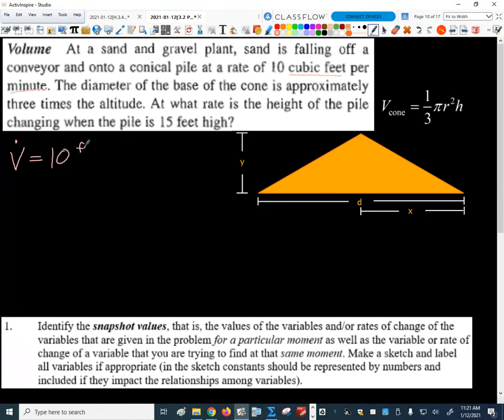And I'll add the units here. We don't need the units, right? But I'll add them just so we can make a correlation to the description. Cubic feet per minute. So there's one thing we're given. Johan, what's another snapshot value that they give us? 15 feet. Okay, what is that?